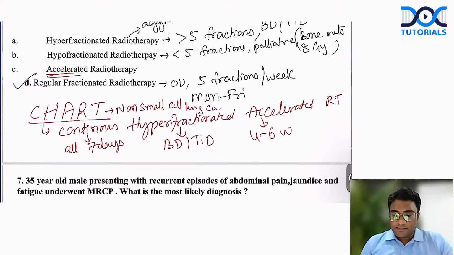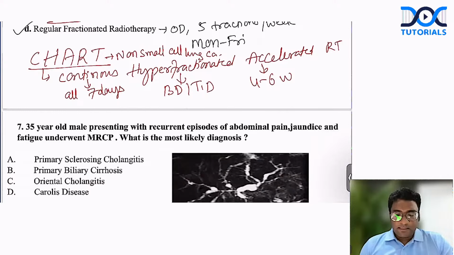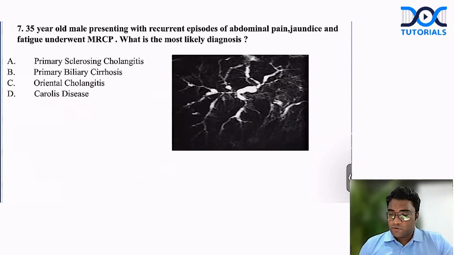Next. This is an easy question. I hope you have answered this. 7th one. A 35-year-old male presenting with recurrent episodes of abdominal pain, jaundice, and fatigue underwent MRCP. What is the most likely diagnosis?